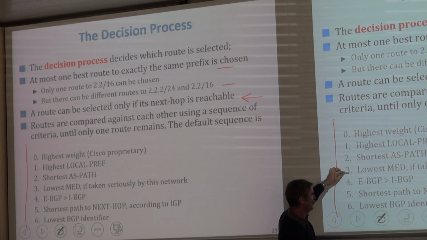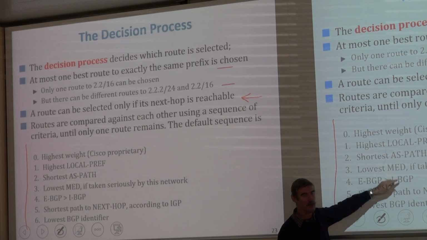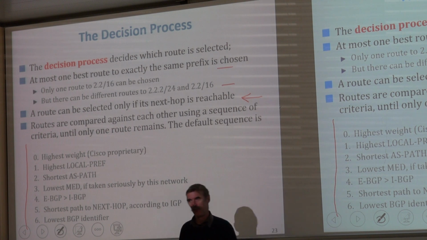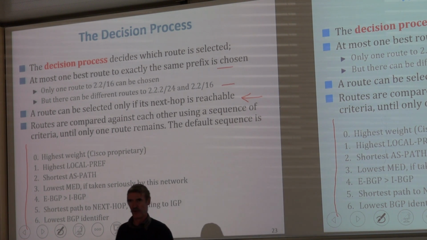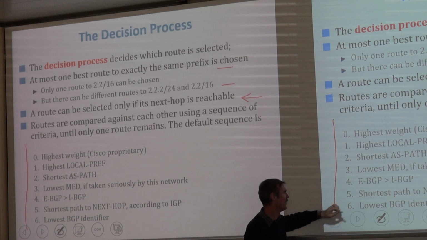Then we'll see that a bit later. Then another criterion, if everything is equal, is if you have two routes that are equally nice from all viewpoints, you will prefer the one that you've learned from eBGP, from an external peer, over the one you've learned from an internal peer. We will see an example in a minute how it works.